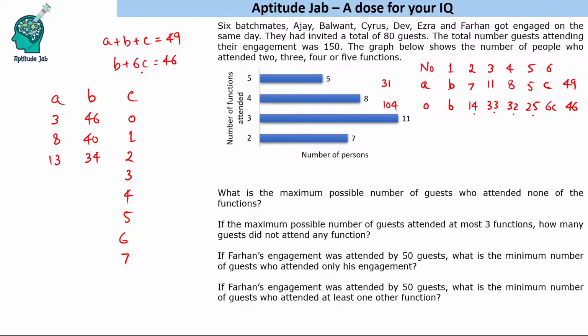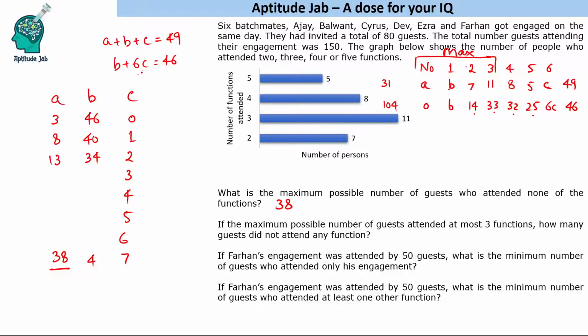So if you put C at the maximum value 7, B will be 4. Okay, so 11 is done. We need 38 more. Maximum we can have 38 people who attended none of the functions. So in that extreme case scenario, there can be 38 people who do not attend any of the functions. Now, the maximum possible number of guests who attended at most 3 functions: at most 3 functions means we have to find the maximum possible number of people in this region.